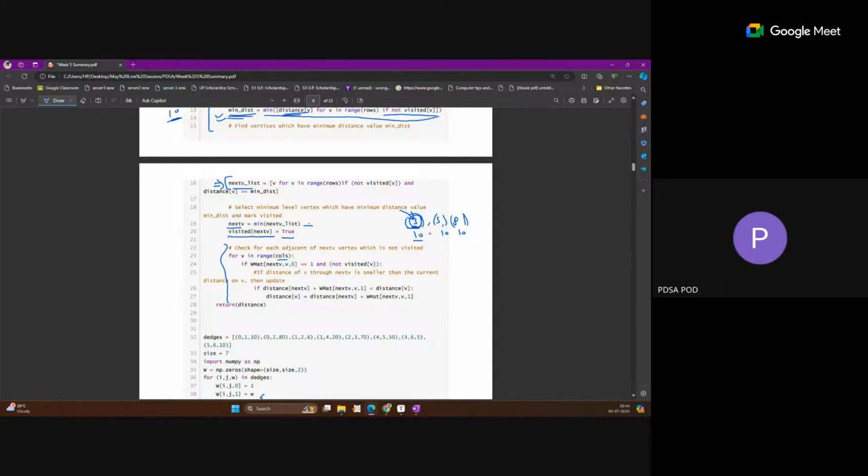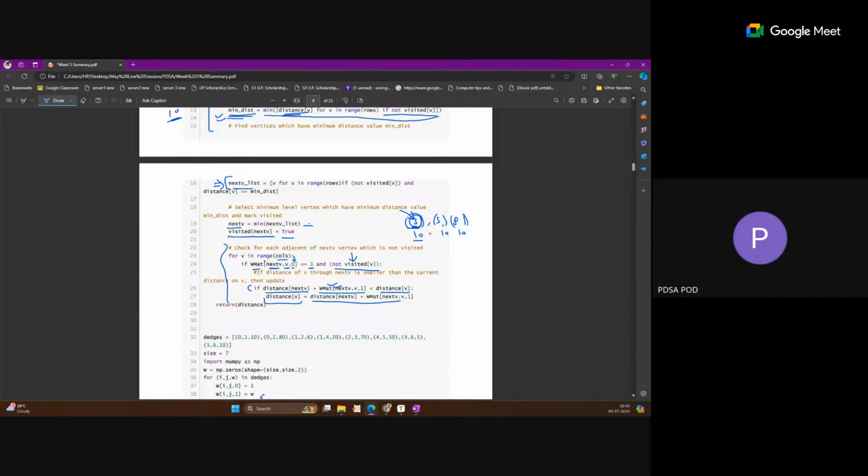So for v in range columns, if w of next v comma v is not 0, you can see in the adjacency matrix we have this information. For each source to destination entry, if this entry is non-zero and if the vertex is not visited, so from next v to v, this v is actually adjacent to next v. If it is not visited, then we will update the distance. We will check whether the distance of next v plus the edge weight is less than the previous distance of v. If this condition is true, then we will update the distance of v to the new distance, distance of next v plus edge.